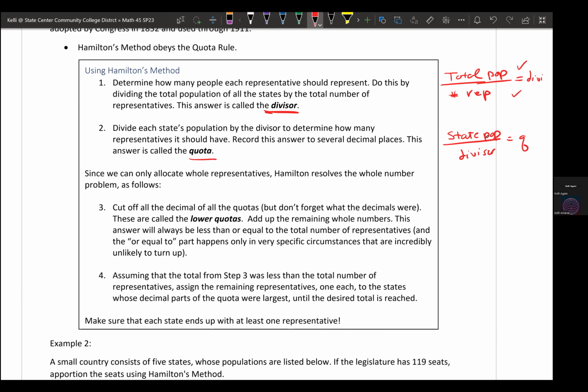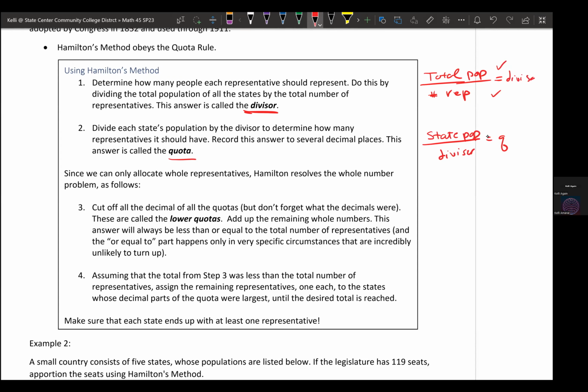I didn't label this one here. Divisor, and that is your quota. So it's a rough estimate of how many representatives that state should have. Now the problem is we know you can't give states fractional representatives. So how do you deal with that?